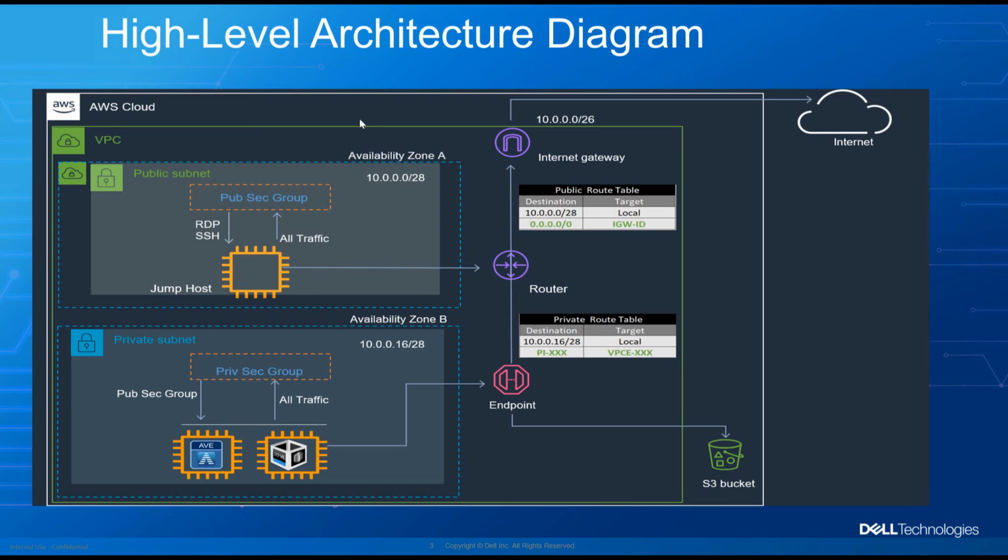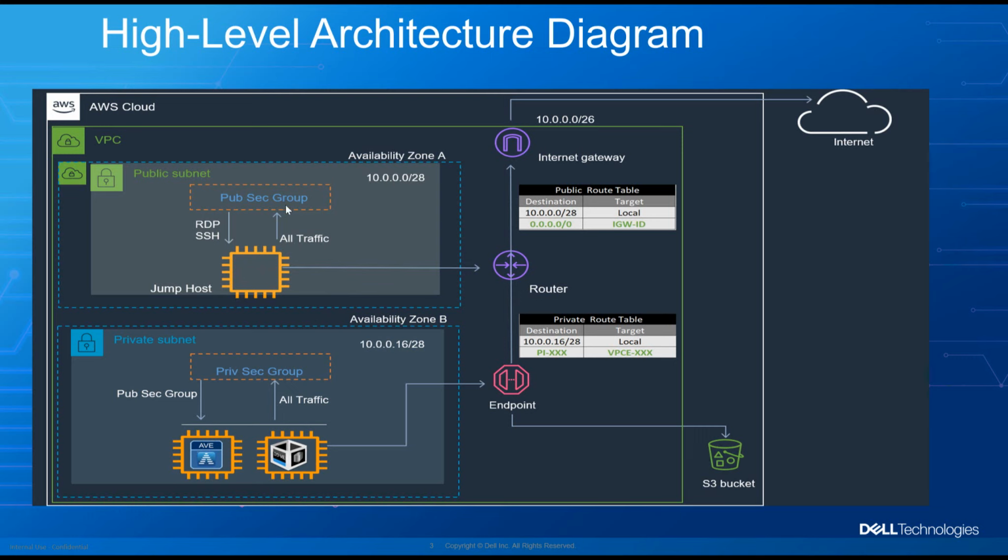Here's a high-level architecture diagram of the various components involved in installing Avamar and Data Domain in AWS. We have our AWS account. Within that AWS account, we have created a new VPC. Within that VPC, we'll create two subnets in two different availability zones, a public subnet and a private subnet. In the public subnet, we'll create a Windows jump host. It is through this jump host that we will communicate with various components in the private subnet, which in our case will be Avamar and Data Domain.